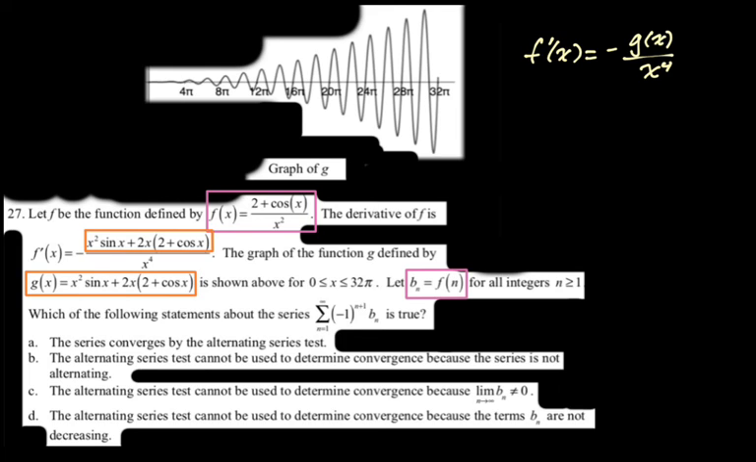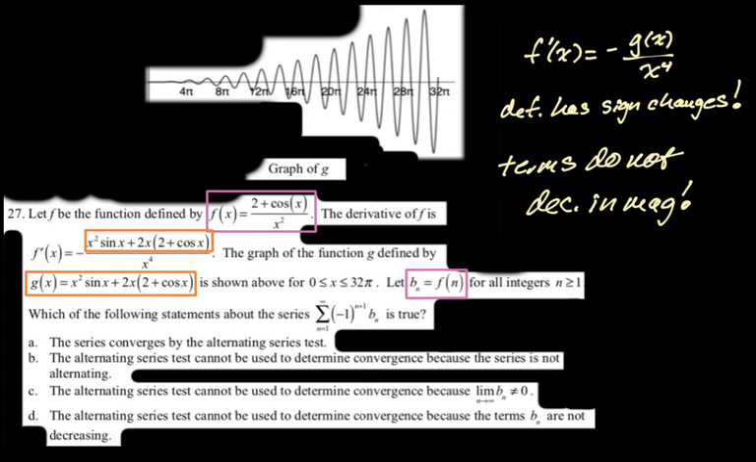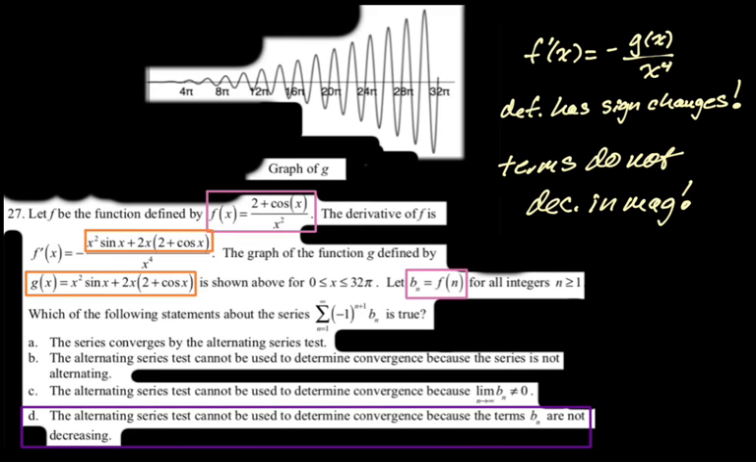So f prime is swinging wildly between positives and negatives. And since f prime is swinging wildly between positives and negatives, I would say that that definitely has sign changes. And that means that the terms are not decreasing in magnitude. And so I'm going to say that the answer is D. I do not like this question, but that doesn't matter, right? Because if you're asked to answer it, you got to answer it.